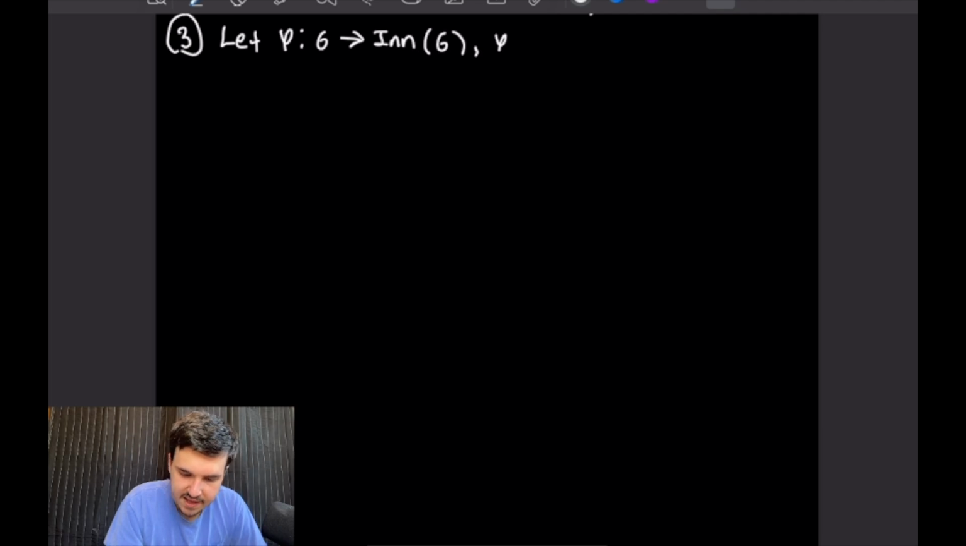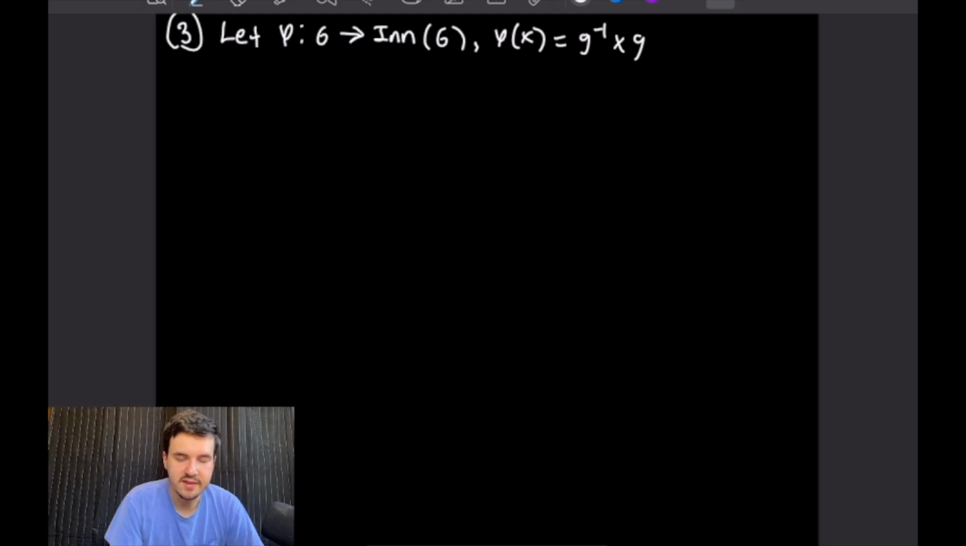So let's go ahead and define a function that will serve as our homomorphism here. And we're not going to use too much imagination on this. We're going to let phi, which will be a function from G to the inner automorphisms of G, be defined in the following way, where phi of x is equal to g inverse times x times g. Great. And now all we have to do is show that this is in fact a homomorphism, and we're going to do that just the way we have been doing all video. So we're going to go ahead and consider the following.